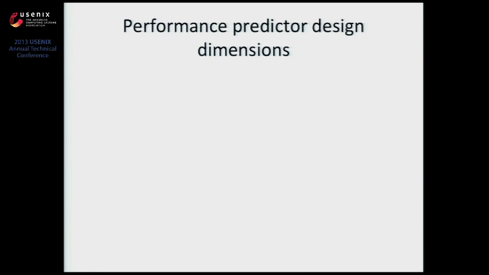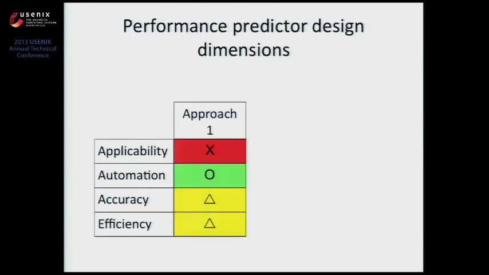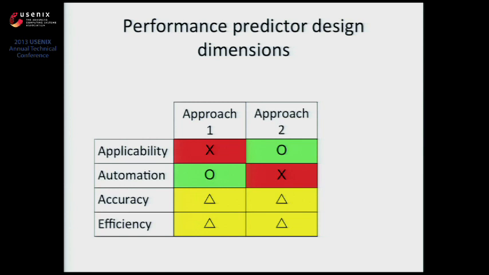For the performance predictor design space, we can consider four dimensions: applicability, automation, accuracy, and the efficiency. Here, efficiency is about how quickly we can predict. As we discussed already, applicability is about general purpose versus domain-specific, and automation is about automated versus manual. Approach 1 is not generally applicable, but automated. Techniques in this group have varying accuracy and efficiency. Approach 2 is generally applicable, but manual. Again, techniques in this group have varying accuracy and efficiency.